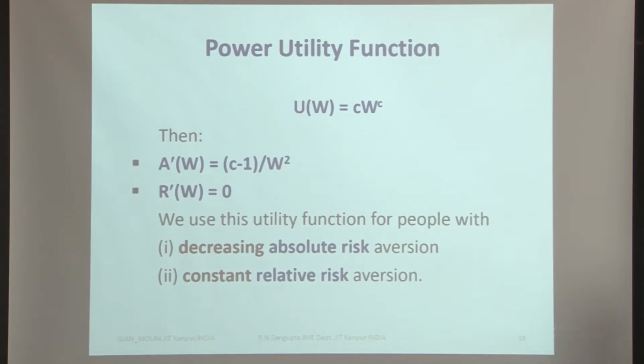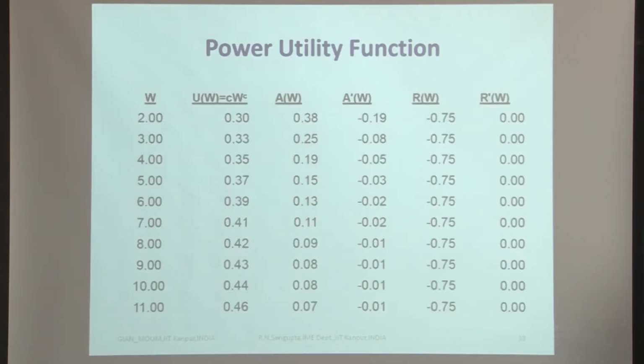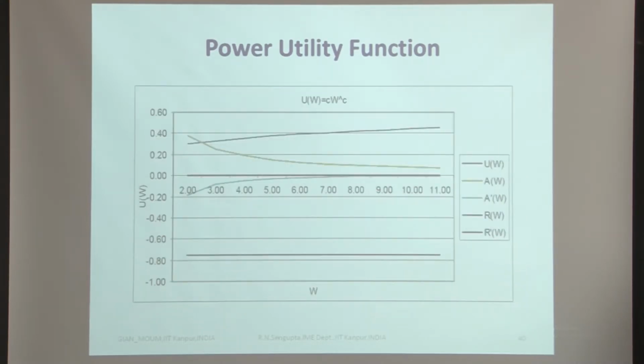Finally, the power utility function: you take any value of c, differentiate, and find that r prime is 0. If c is greater than 1, then a prime is positive; if c is less than 1, it is negative. So you can take any values accordingly, the same set of values, find u prime, w prime, a prime, r prime, and check them. The r prime values come out to be 0. Plot them and you can do your calculations. Just for information, they come out to be as they are. So this is 0 as you find r prime.